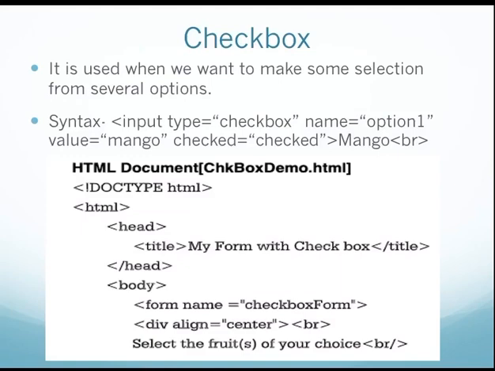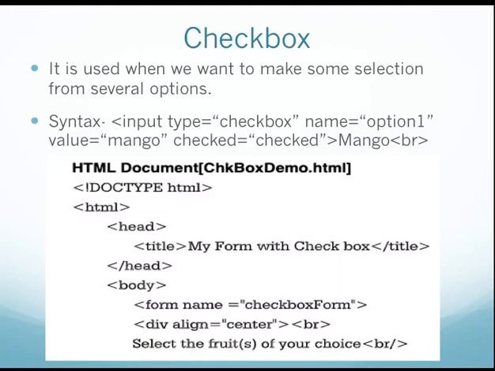See, the syntax of the checkbox is given over there. So what is the syntax? You will write input type is equal to checkbox, then the name of the checkbox is given as option1, value is given as mango, and checked is equal to checked. If you write checked is equal to checked, that particular option will be selected. So let's see the example of how to create a checkbox.